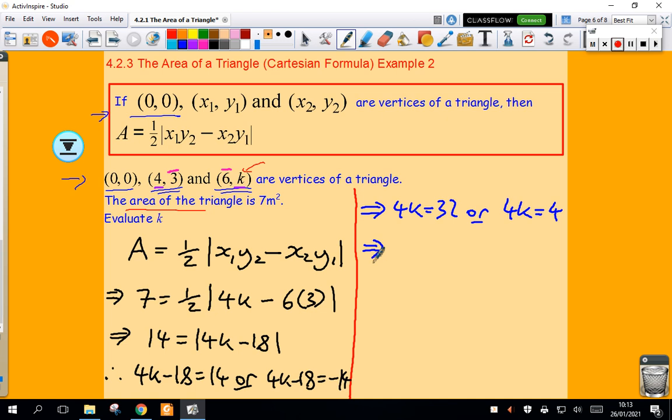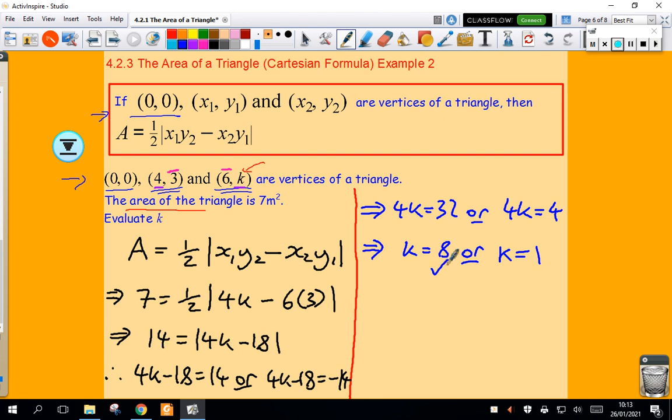Dividing on both sides by 4 in each of these equations will give me k equals 8, or k is equal to 1. So there are two possible values for k in this case. K could be 8 or k could be 1. Okay, and you can check those by plugging them back into the original formula. If you go right back here with 8, you'd get 4 eighths, 32, minus 18. Well, that's the absolute value of 14, which is 14.